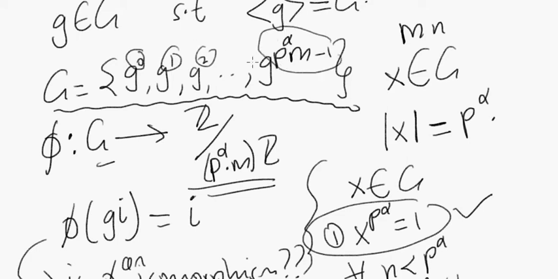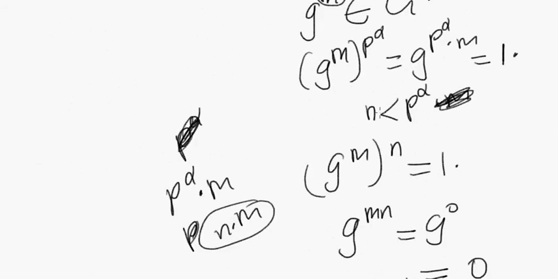Okay. So then can we conclude the following, that actually for any n less than p to the alpha, g to the m raised to the n never equals the identity. So if g to the m to the p alpha gives us the identity, but g to the m to any n less than p to the alpha does not give us the identity, can we conclude that the order of g to the m equals p to the alpha? Okay.